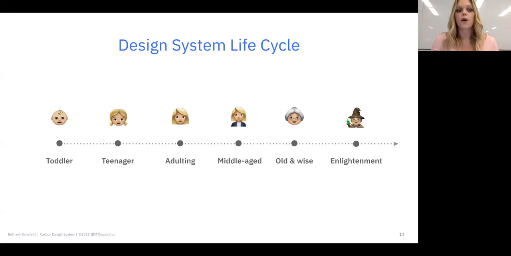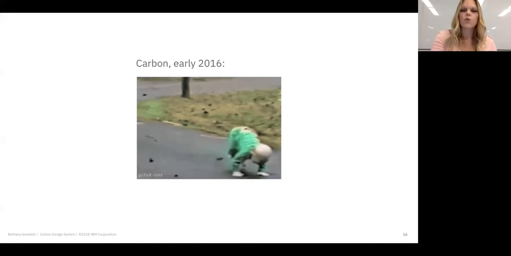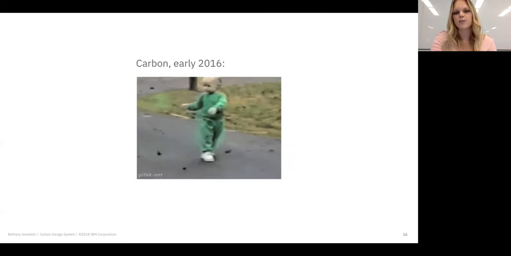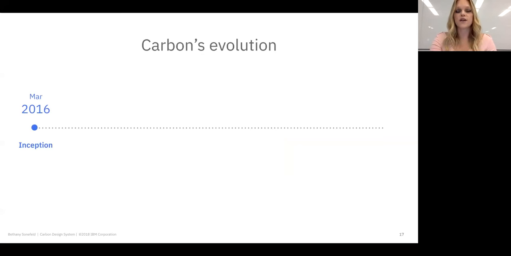So the way I'm going to talk about the different big versions of Carbon is really equating them to a human life cycle. So starting off with that, back to our toddler years where we were just kind of like learning how to walk, really figuring out what it meant to build a design system. And this was around March of 2016. So keep in mind that's 2 years after the product IBM Cloud had launched publicly.